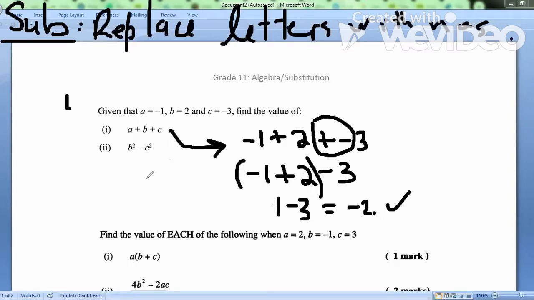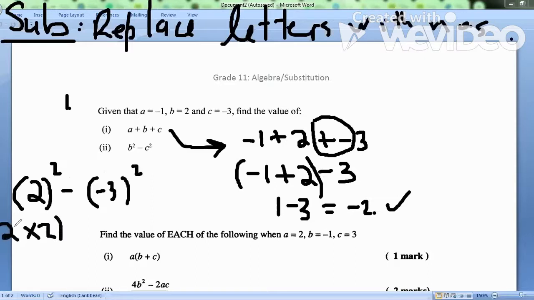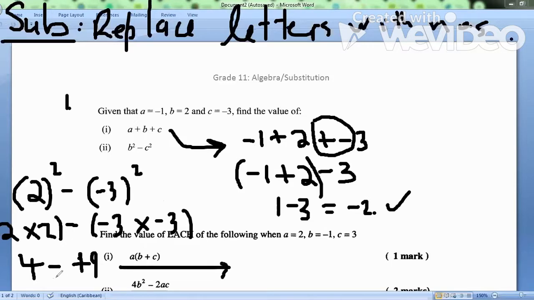All right, so let's look at number 2. So b squared is going to be 2 squared, subtract -3 squared. Now 2 squared is 2 times 2, which is 4. Take away -3 times -3, which gives +9. So it's 4 subtract these. When you work the bracket, what do you get? Positive 9. But a negative and a positive gives you a negative. What's 9 from 4? -5.